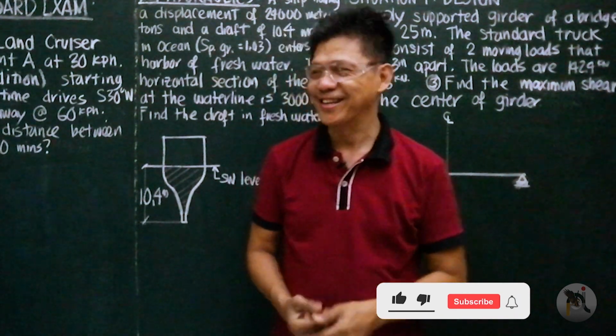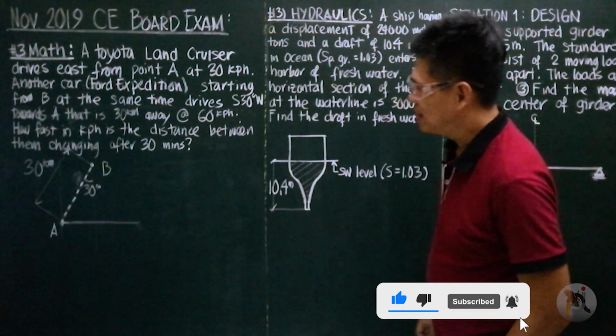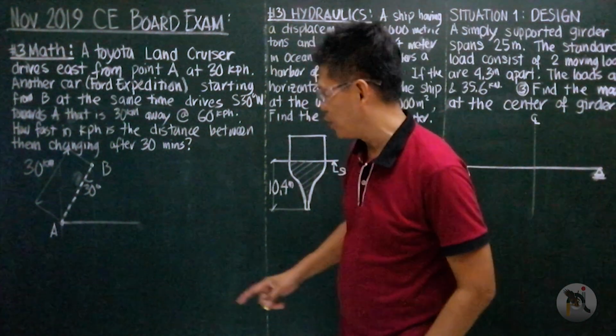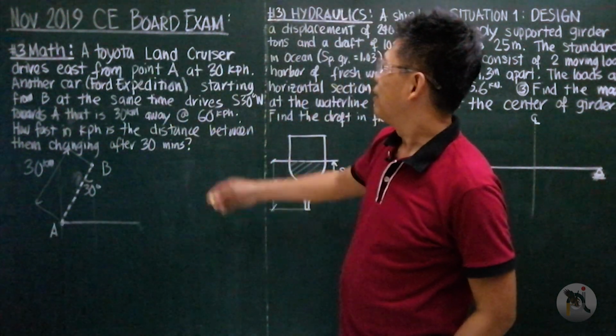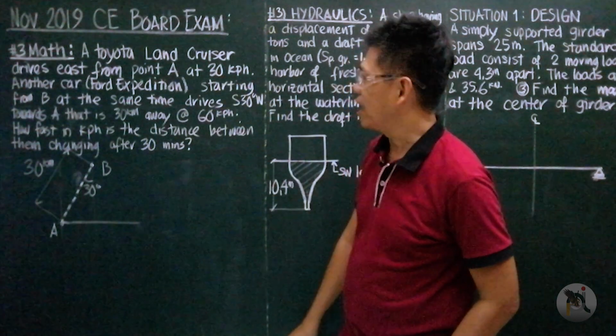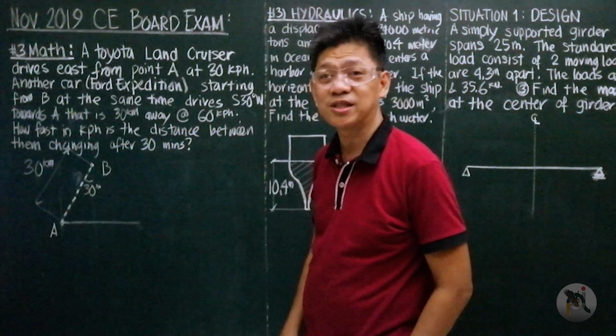System is very near. So let's have this one. A Toyota Land Cruiser drives east from point A. This is point A. It drives towards the east at 30 kph. So the velocity here is 30 kph.